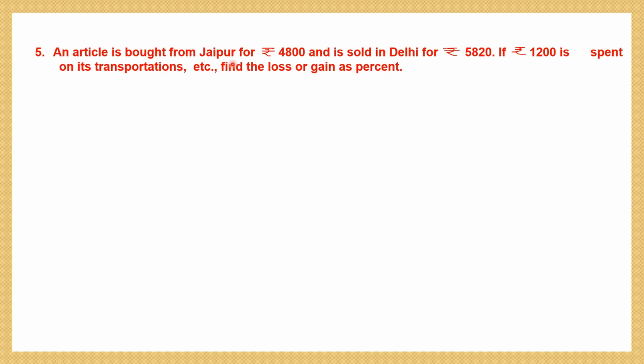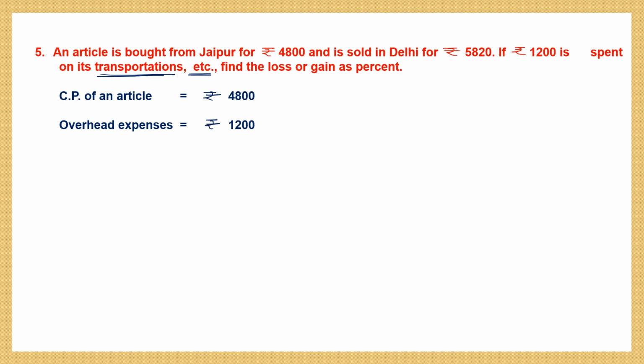So, an article has been bought for this amount, but then some amount is spent to transport it to Delhi and for other purposes. So first we have to find out if there was a loss or gain and then the percent. So let's begin by saying cost price of the article that was bought from Jaipur is 4,800 rupees. This is the cost price. Then overhead expenses will be the amount spent on transportation, etc. They've mentioned, isn't it? So that is 1,200 rupees.